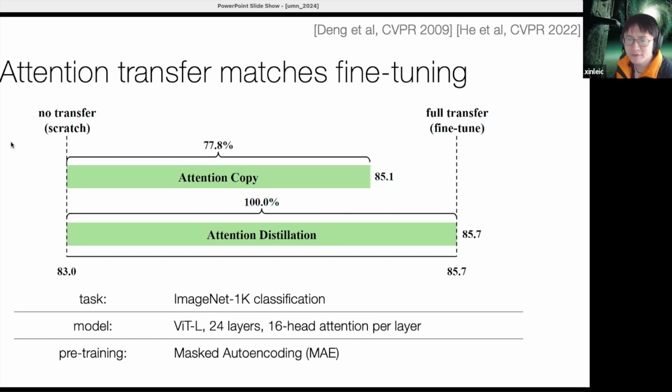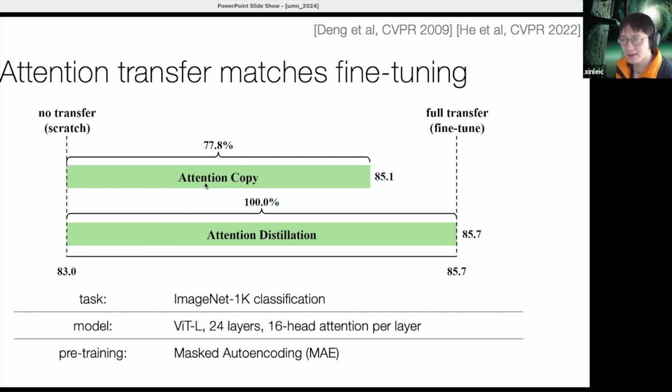And what we find is that on the left, this is our lower bound. There's no transfer from any pre-trained model, so the entire set of weights is trained from scratch. On the right hand, it's a full transfer. So you get all the weights from the pre-trained model and then fine-tune these weights.